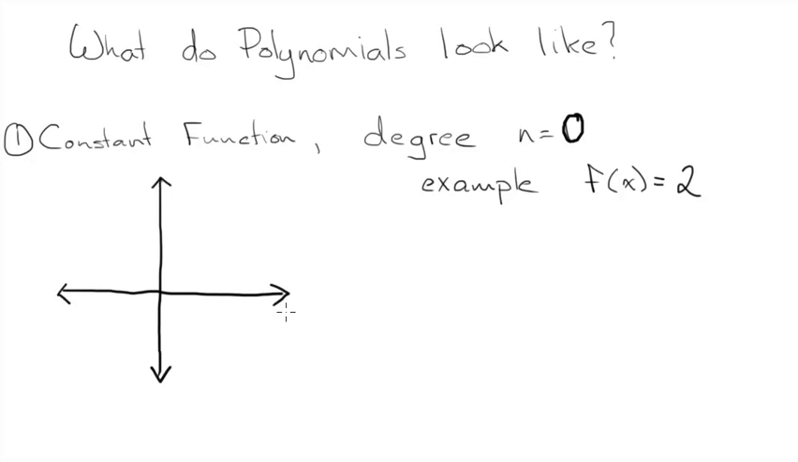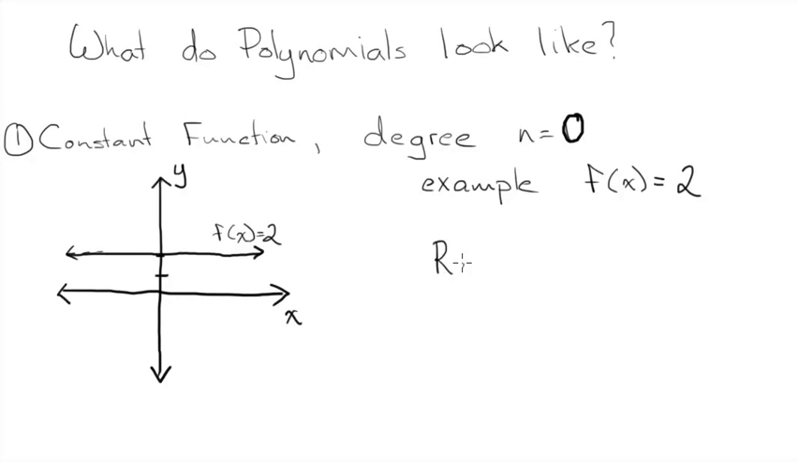I'm not going to spend a lot of time on this because you should know what this looks like. You would have learned it in grade 9. So this is a horizontal line going through the value y equals 2. I could do a solid line. So this would be the function f at x equals 2. Notice the domain is all real numbers. This line keeps going forever in both the positive and negative directions.